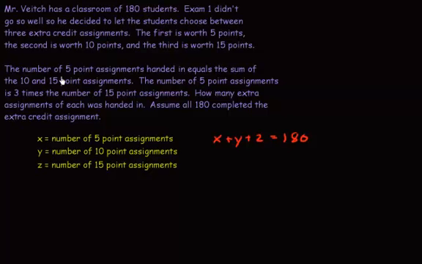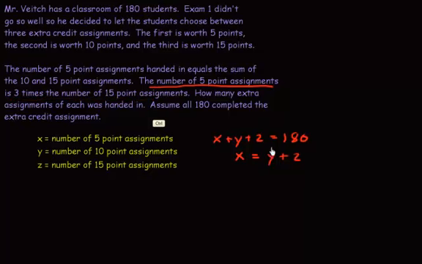What else do we know? We have the number of 5-point assignments handed in equals the sum of the 10 and 15-point assignments. So that says X equals the sum of the 10-point assignments plus the 15-point assignments, Y plus Z. And what else do we know? The number of 5-point assignments is 3 times the number of 15. So whatever the number of 15-point assignments, you have 3 times more for the 5-point assignments.